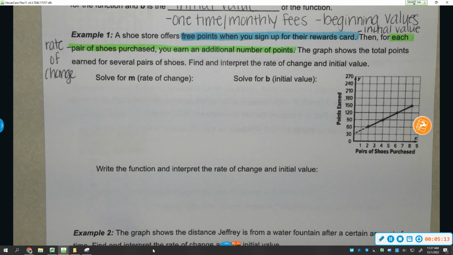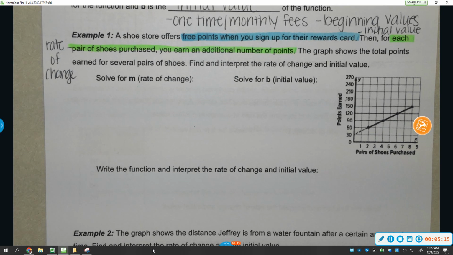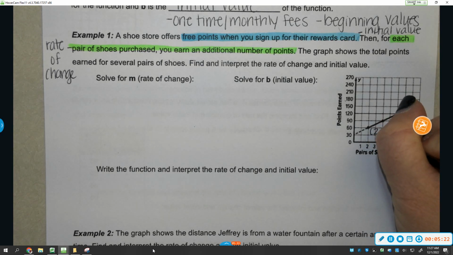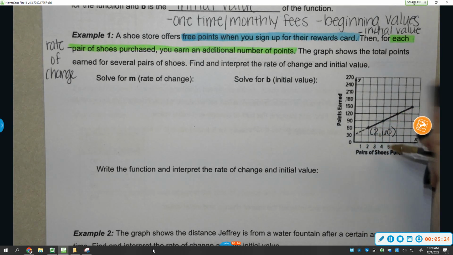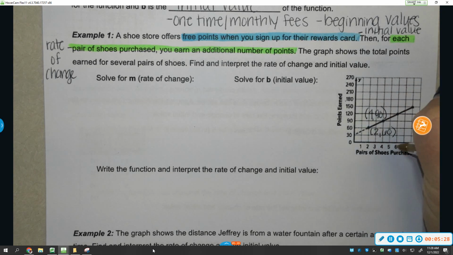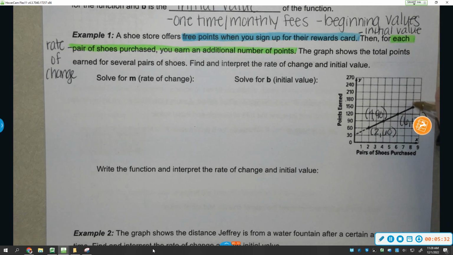So we need to use this graph to help us solve for those. First of all, let's look at what ordered pairs we could use. We have the ordered pair (2, 60), (4, 90), (6, 120), and (8, 150).